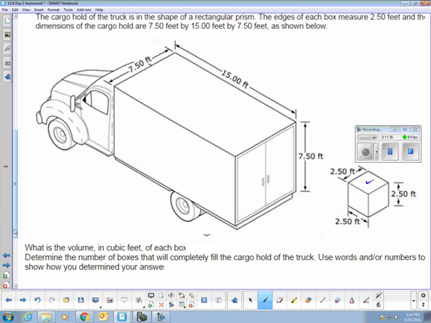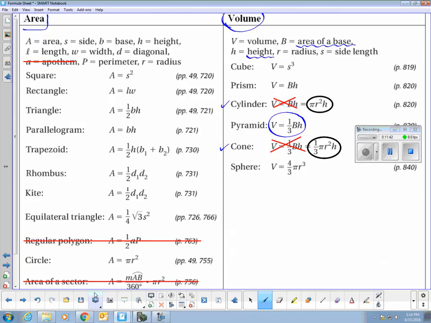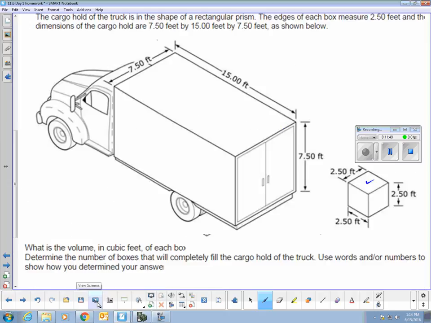All right, so to find the volume of each box, we're going to take a look at our formulas. And this will be considered a, oh, I think it's a cube. Let me just go back. I think it's a cube, but I'm not sure if all the sides are the same. Yes. So all 4 dimensions are 2.5.